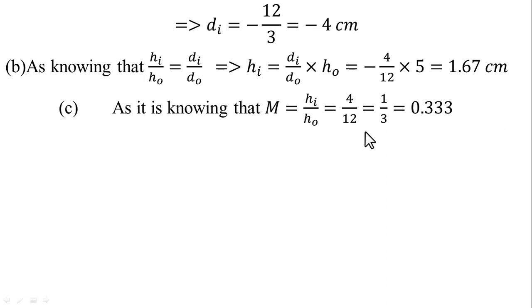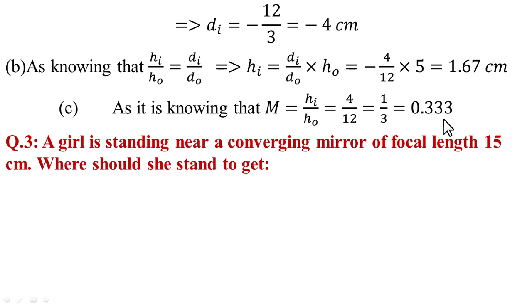4 divided by 12 is equal to 1 upon 3. That is equal to 0.333. So in question number 3, a girl is standing near a converging mirror of focal length 15 centimeter.